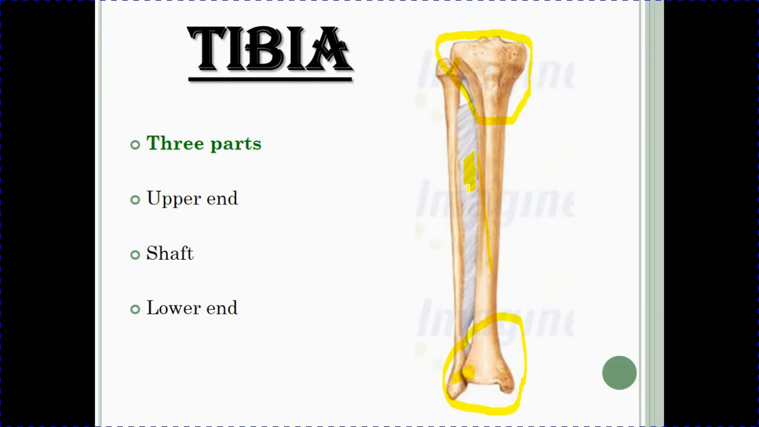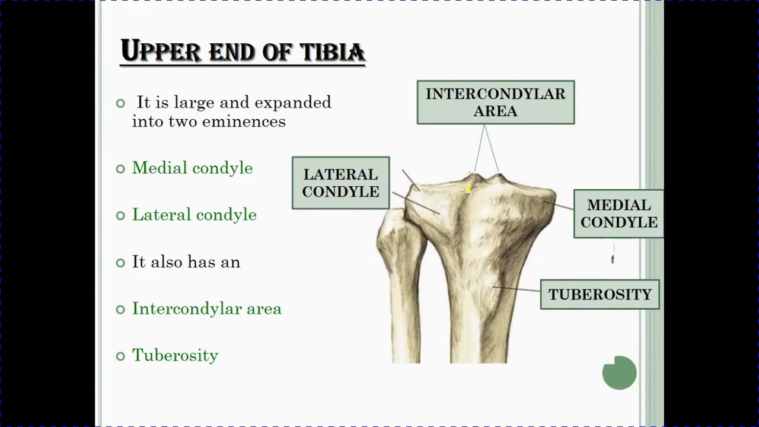We are going to discuss these three parts now. The upper end of the tibia. When you look at the upper end, it is large and it is expanded. So this region is the upper end, and you can see that it is large and it is expanded.